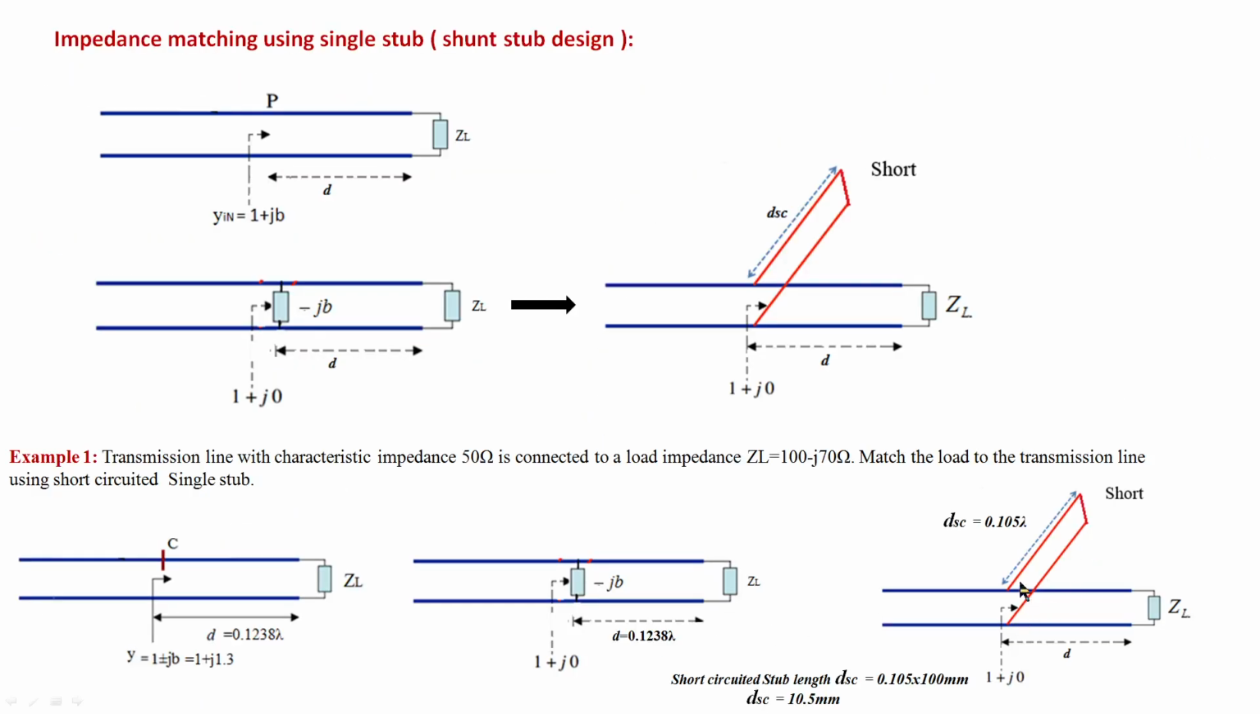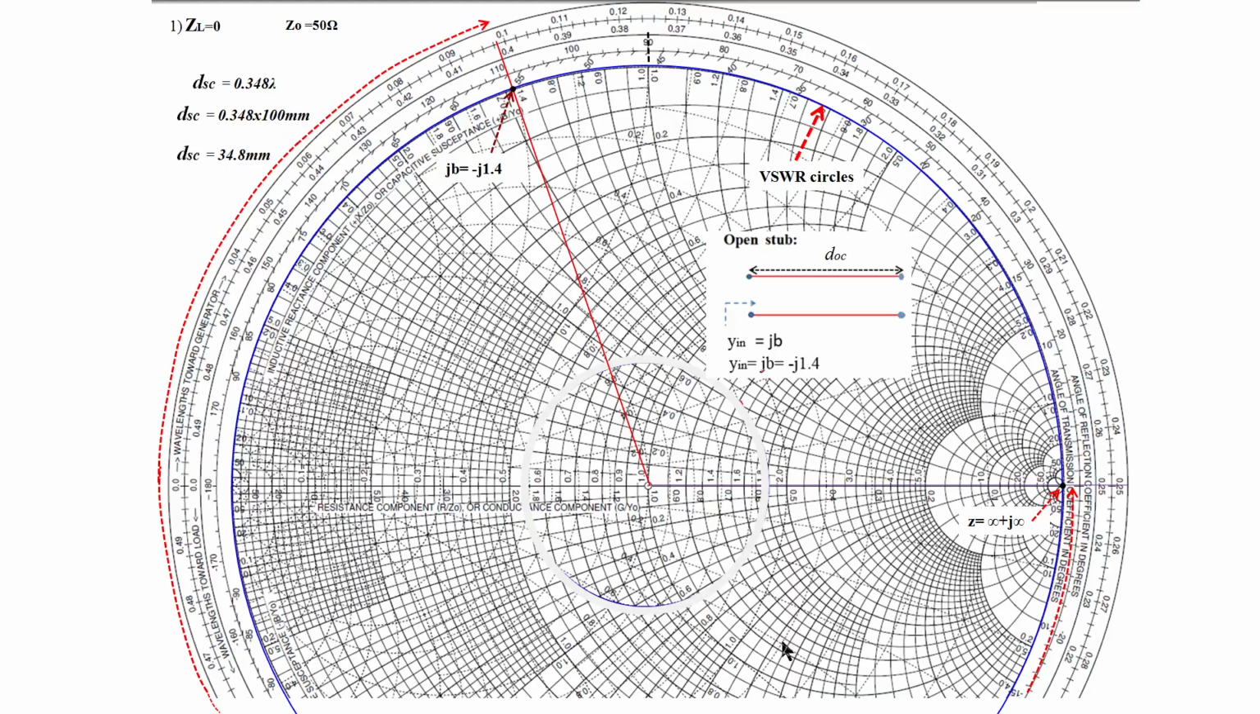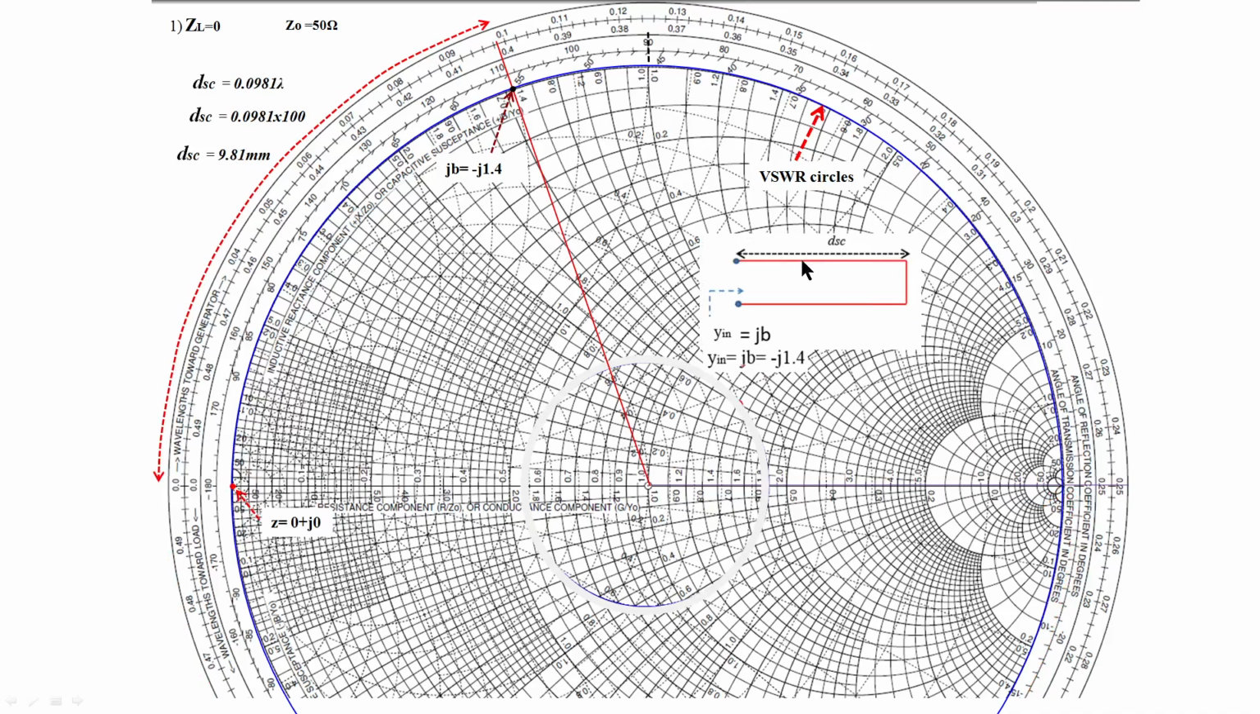How to connect? Like this, you see, I want a minus jB, so I am inserting it here. This can be implemented using a stub like this. This is a stub. I want a minus jB, so I will design it like this. I want a short stub, and I will design it based on the value of this.